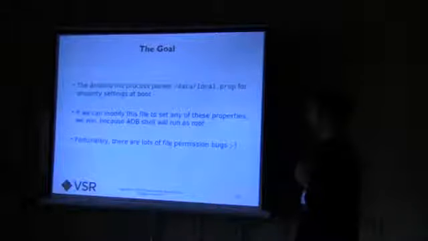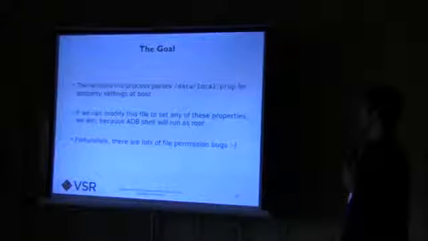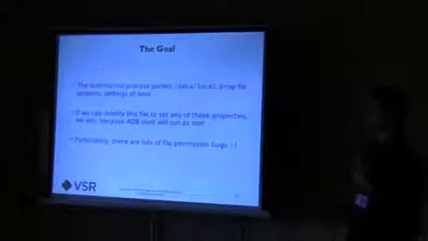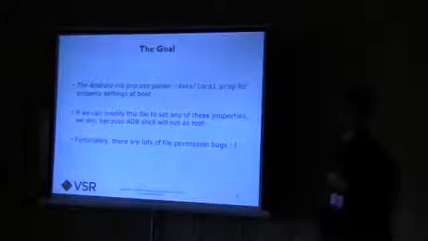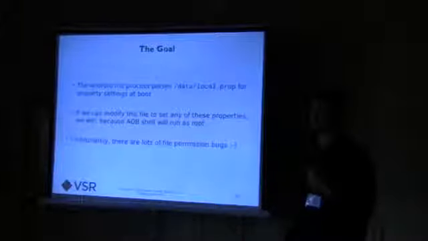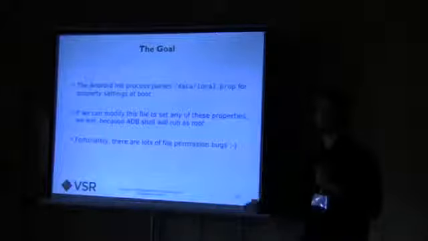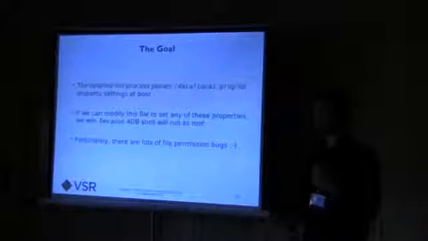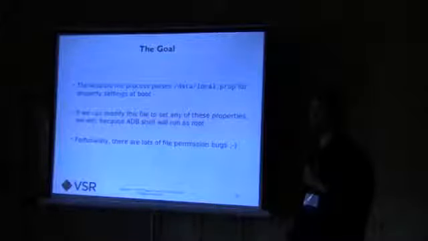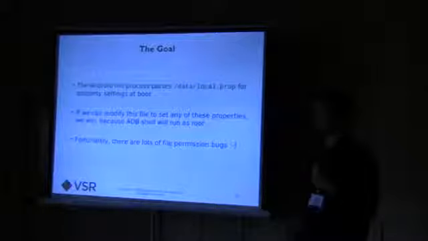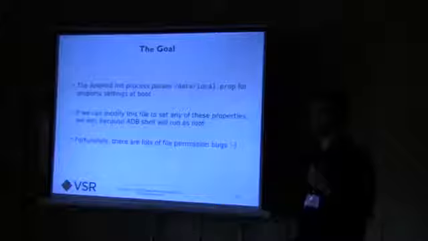So the goal of this exploit is to gain root, obviously. But the way we're going to do that is realize that the Android init process, like the first process that starts when your phone turns on, parses this file for property settings when it turns on. It's this data local.prop file. And this just contains key value pairs of, this property equals this. And if we can modify this file to set any of the previously mentioned properties, like ro.kernel.qemu, then we'll win, because our ADB shell will then run as root, and we'll have root access to the device.